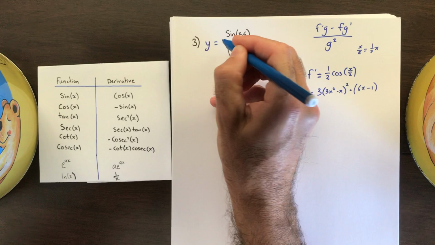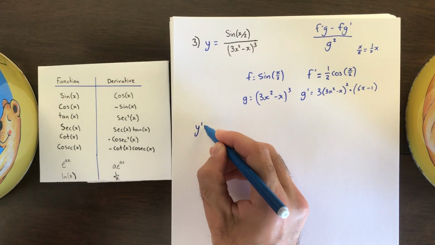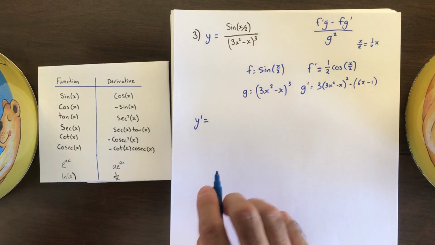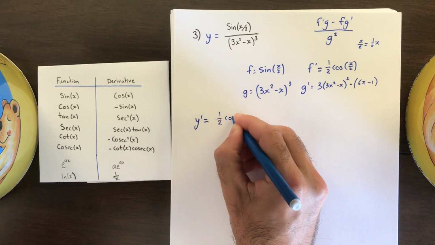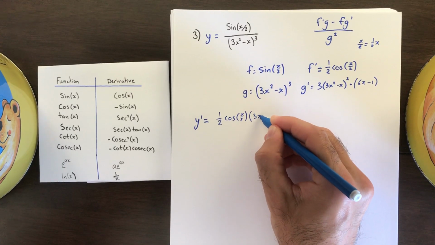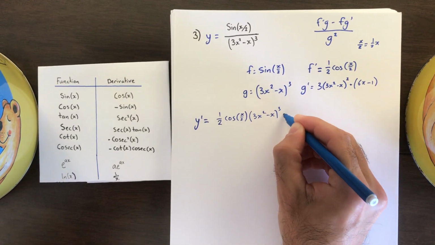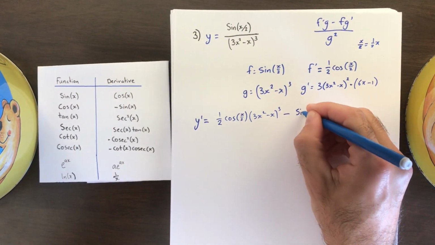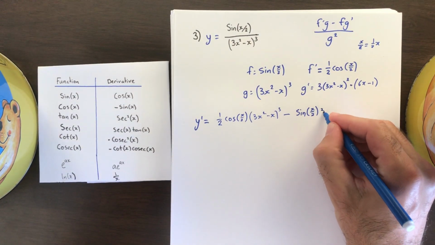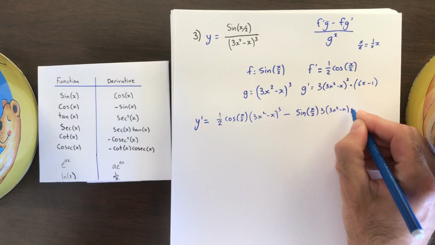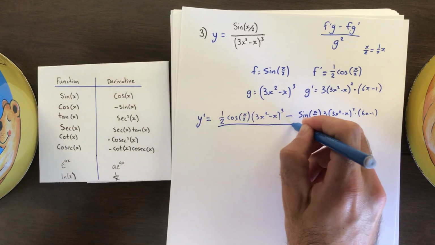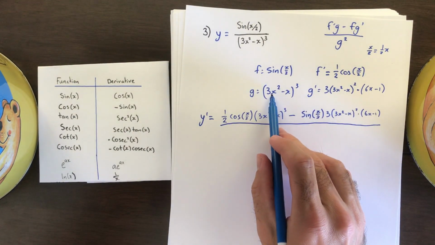So this was y, sorry. So now we have y dash is equal to f dash g, a half cos of x over 2 times by g, which was 3x squared minus x cubed. Take away f times by g dash, which was a big long thing, 3x squared minus x cubed to the power of 2 times by 6x minus 1. Divide all of that by this thing here squared.